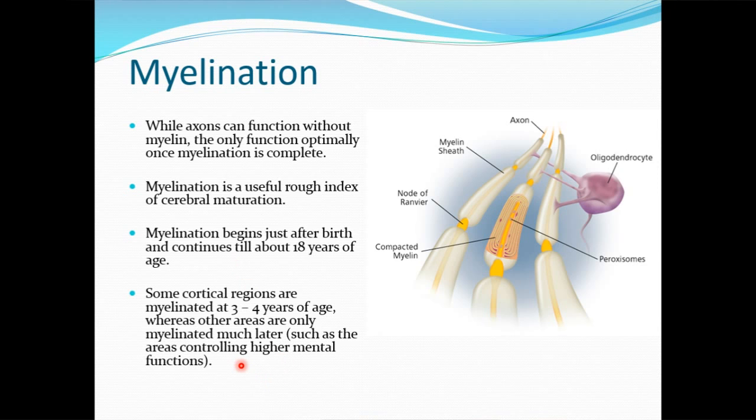And just interestingly, the different cortical areas are myelinated at different times. There are certain patterns of myelination. So some cortical regions are myelinated at 3 to 4 years of age, whereas others are only myelinated much later, such as the areas controlling higher mental functions. So again, your higher mental functions only function properly at a later age, but your cortical areas, for example, vision and hearing and so on, will be myelinated quicker.